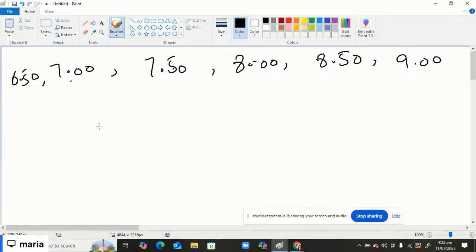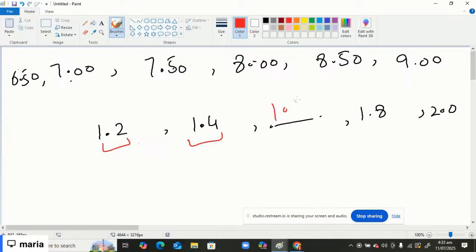Let's suppose I'm going to write here 1.2, 1.4, here is a missing place, 1.8, then 2.0. Tell me which number we're going to put here. This means a difference of 2: 1.2, then 1.4, then 1.6, then 6 to 8, then 8 to a full number.